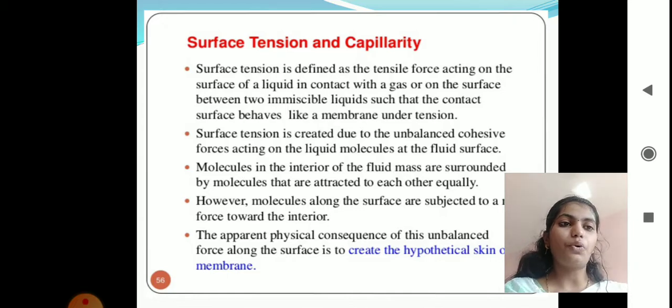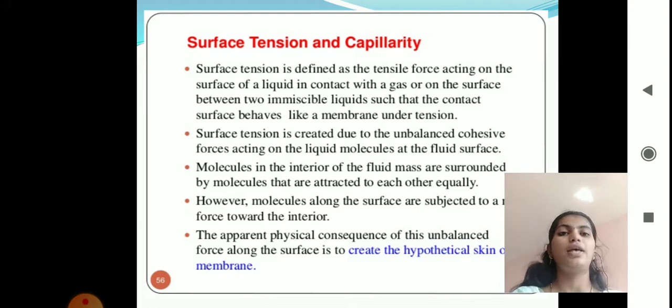Cohesion means that two same things come into contact. Then there is an imbalance of two cohesive forces on the liquid molecules of a fluid surface. It means the fluid surface has cohesion, the same material, but there is an imbalance of forces. Because of that, surface tension is created.